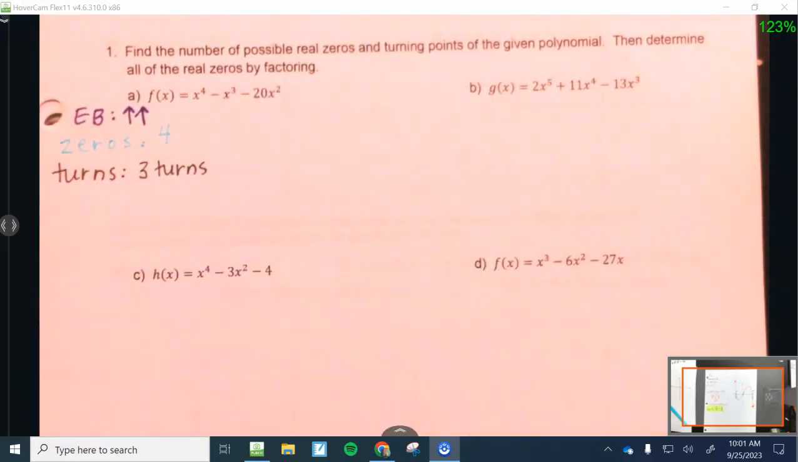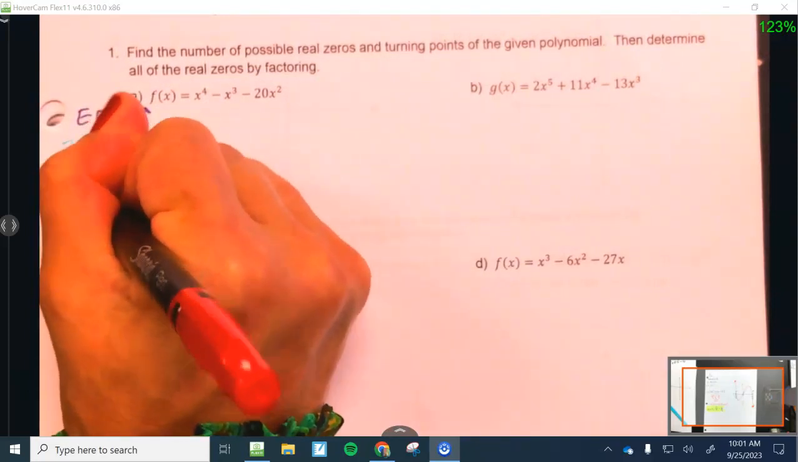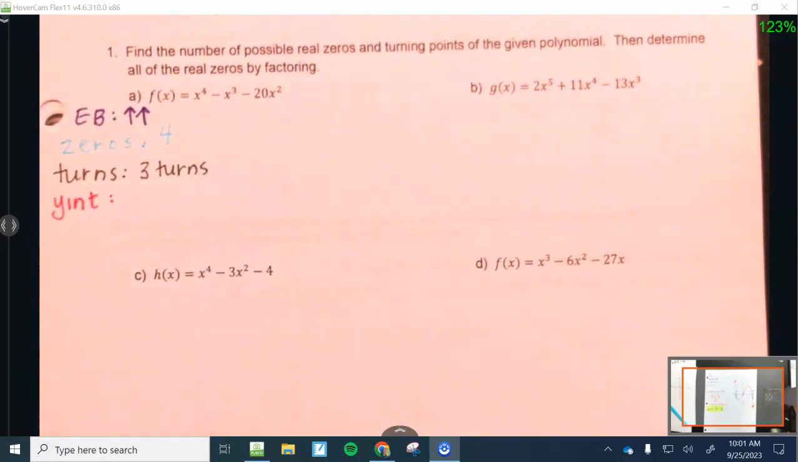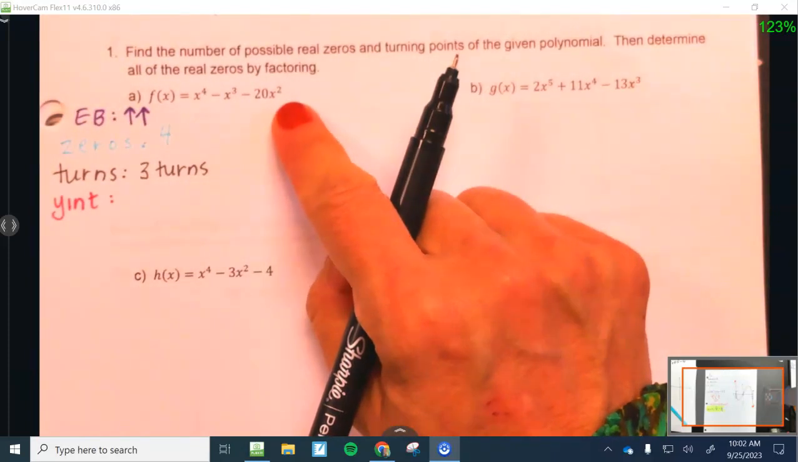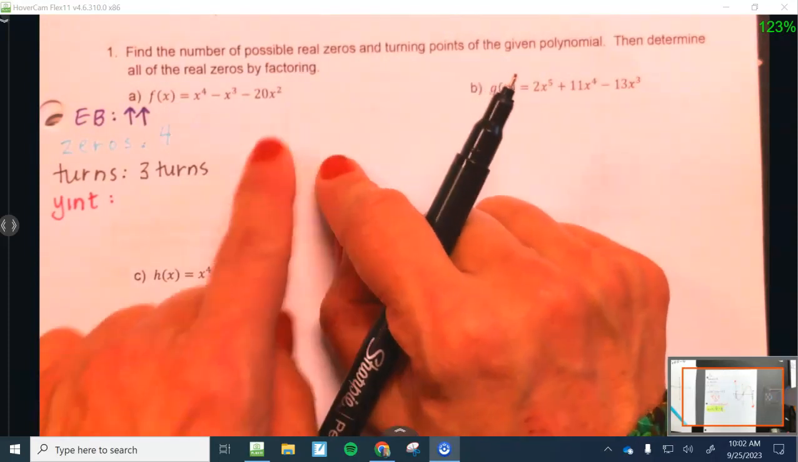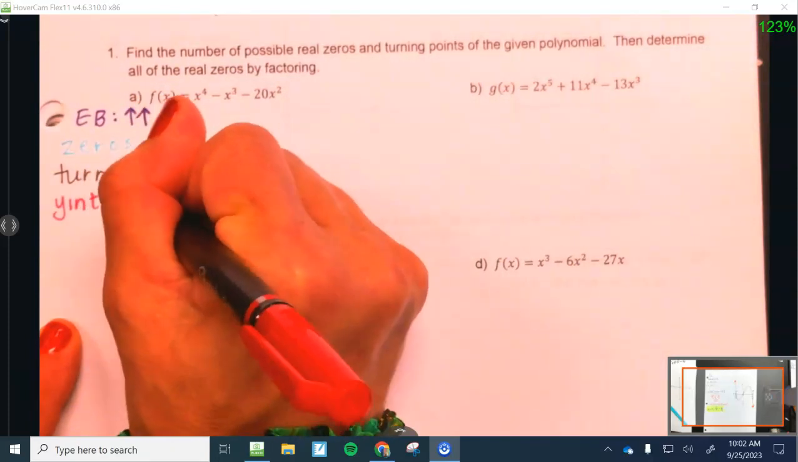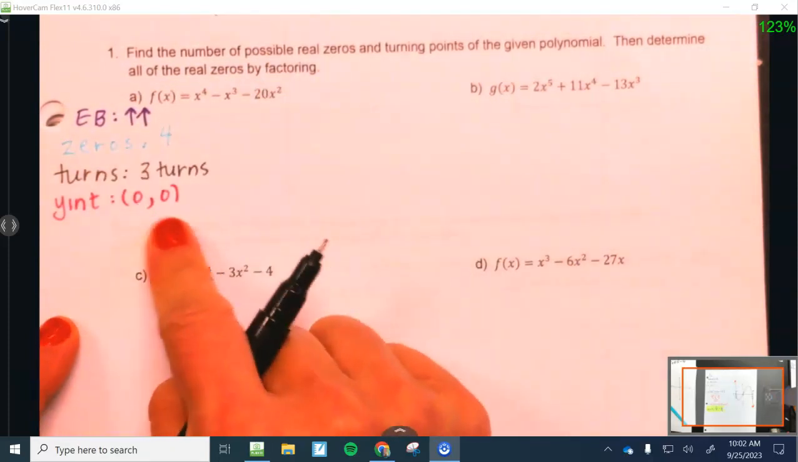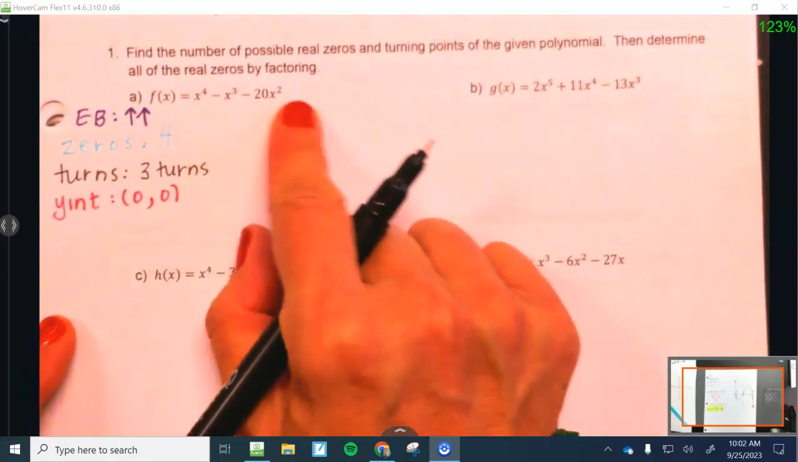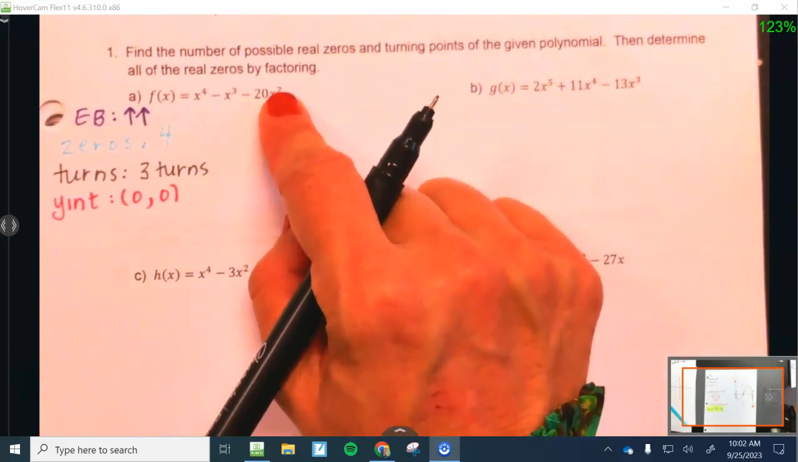The next thing that we're going to find is the y-intercept. Guys, the y-intercept for this is the constant. The constant is the term that doesn't have the x value. Is there a constant? Do you see just a regular number? No. What number means no? None. 0, 0. Remember, when every single term has an x, you know it goes to the origin every time.